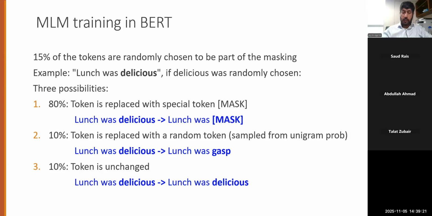But there are two other cases. एक केस में 10% of the time, 80% of course mask कर रहे हैं, 10% of the time वही word रहने देते हैं आप delicious, और 10% of the time some randomly some other word, मतलब some error add कर रहे हैं. ठीक है, let's say you replace it with gaps.